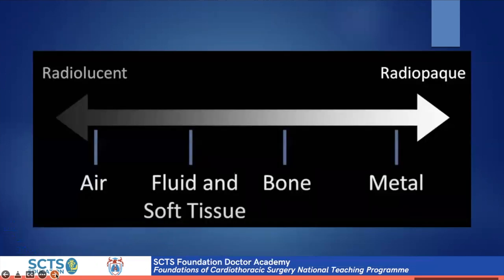Okay, and we always remember that air is radiolucent, meaning that it doesn't absorb the x-ray radiation, whereas radio-opaque things like metal absorb more radiation than things like fluid and soft tissue. So that's why they show up brighter than fluid and soft tissues. And air doesn't show up anything at all.